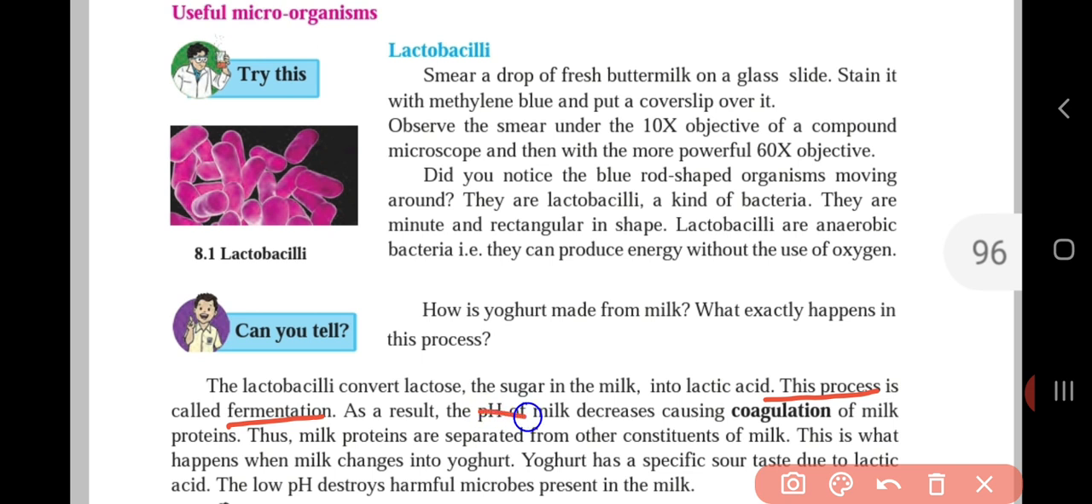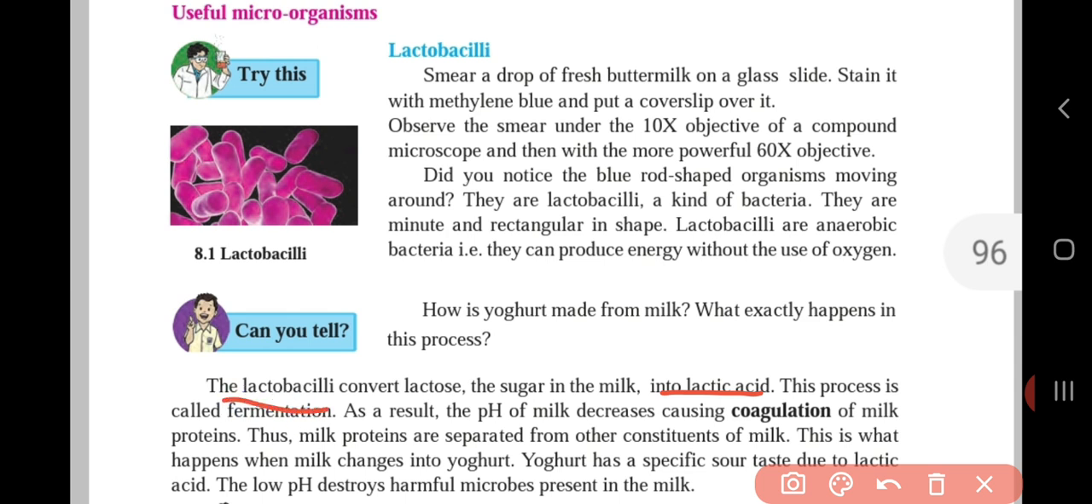Now what happens because of this? The pH of milk decreases. It comes to the acidic range, and at that particular moment there is coagulation of milk proteins. Milk consists of sugar, protein, fat molecules, so many things in it. So protein gets separated due to the decrease of pH, and the pH got decreased because of the formation of lactic acid. And the formation of lactic acid is done by lactobacilli.